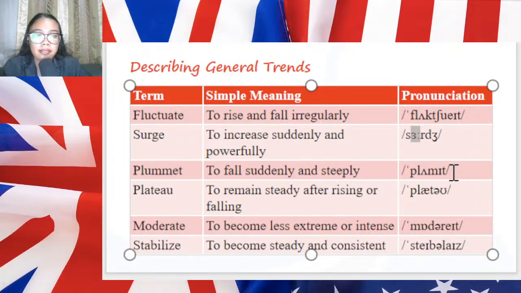So here the second sound is R, and then it ends with the J sound. This is the J sound, and it looks like this in the IPA. That one is the IPA symbol for the J sound, like J in jump or gym. So it's a soft J sound here. Surge ends with a J sound.